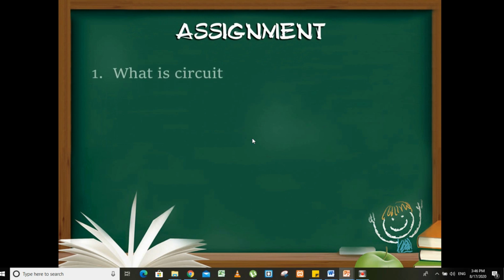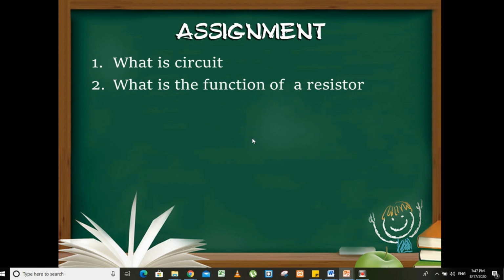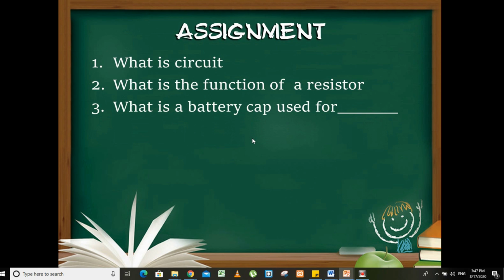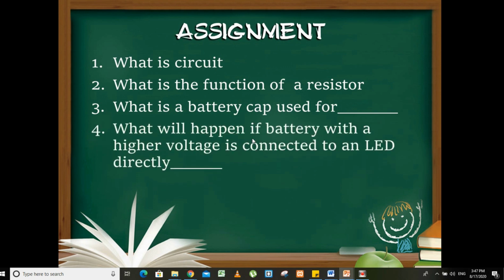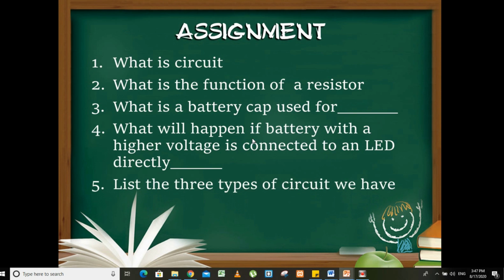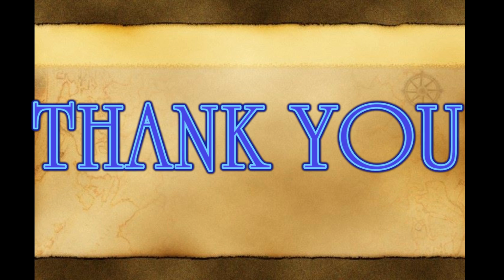So here's our assignment for today. Number 1, define a circuit. What is a circuit? Number 2, what is the function of a resistor? Number 3, what is a battery cap used for? It is used for dash. Number 4, what will happen if a battery with a higher voltage is connected to an LED directly? And the 5th one, list the 3 types of circuit you know. Thank you very much and have a wonderful day ahead.